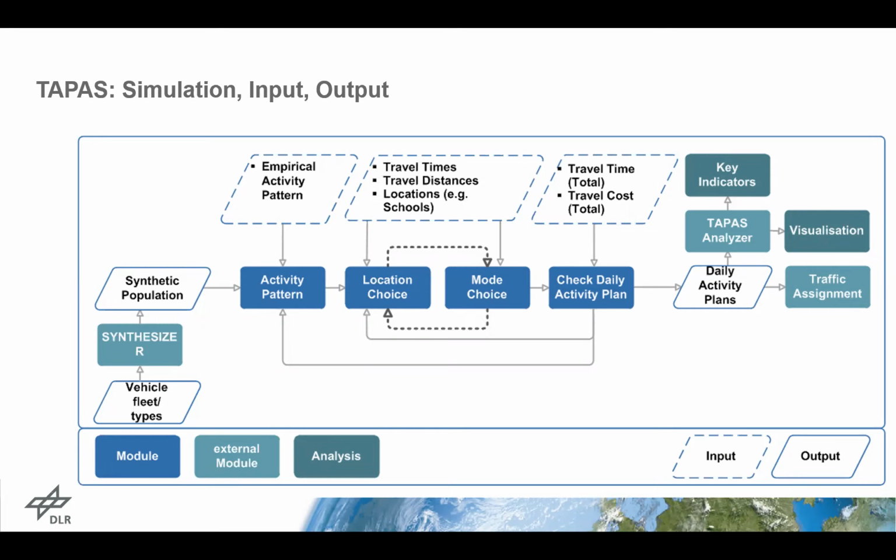And then we check the daily activity plans. We check if the total travel time is still in a feasible range, and if the travel costs are not exceeding your planned activity costs. Then we store it as a daily activity plan and you can do whatever you want with the daily activity plans. In our case, we just put it to SUMO and see what SUMO does with it.